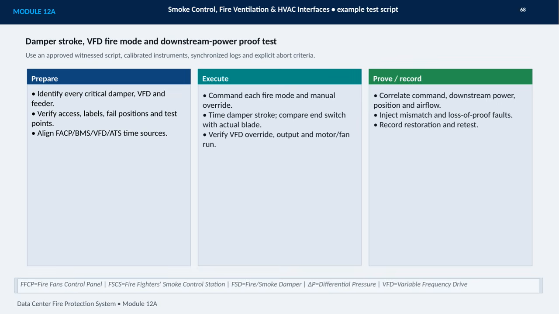I deliberately inject mismatch and loss of proof faults, confirm the system responds correctly, and document restoration and retesting. The approved witness script, calibrated instruments, synchronized logs, and explicit abort criteria are what make the result defensible. This is a functional proof of the complete interface, not a checklist of isolated devices.